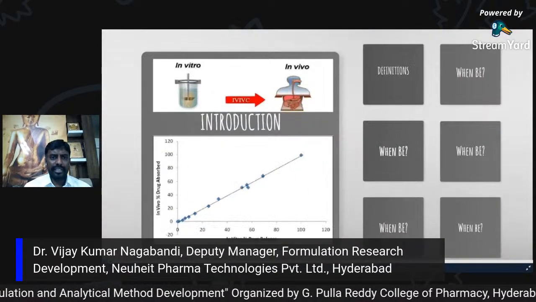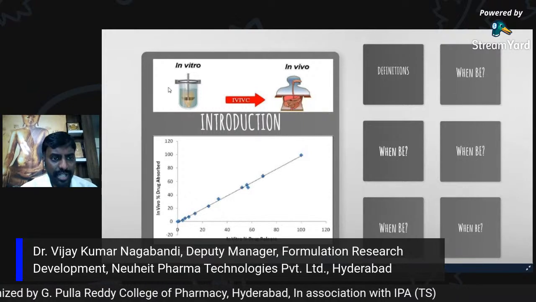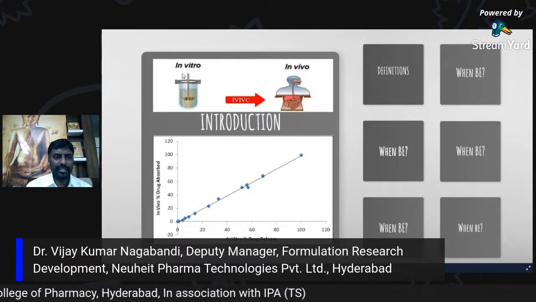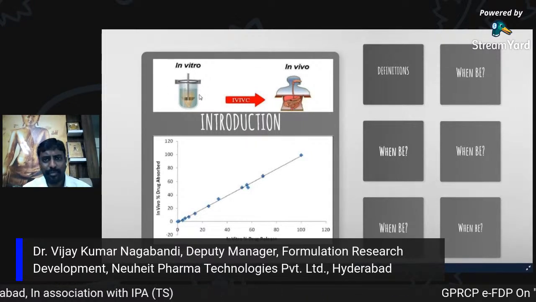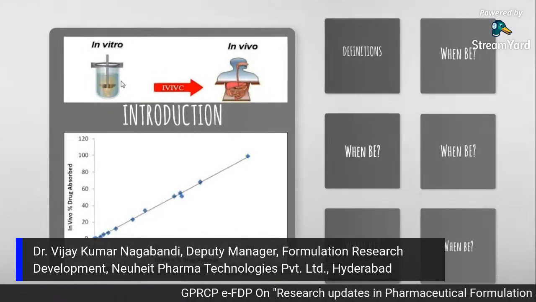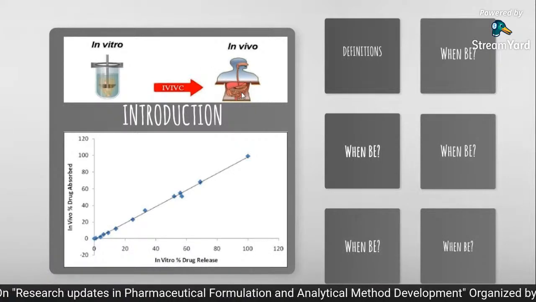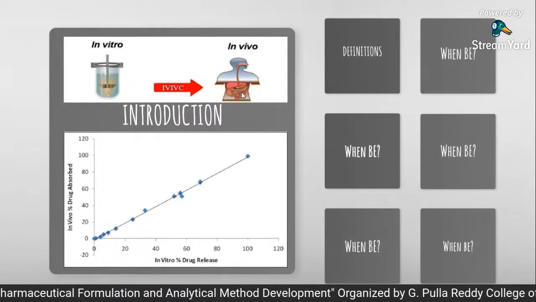Here you can see the image of in vitro. I have represented a dissolution apparatus. The dissolution apparatus is in vitro, because the most important in vitro quality attribute is the dissolution. It is more relevant to the in vivo performance within the body, that is, how the dosage form behaves upon administration.